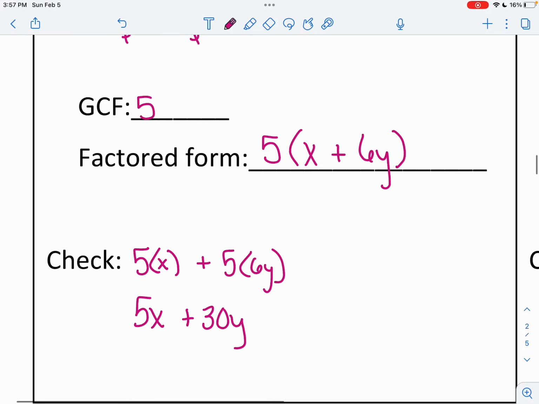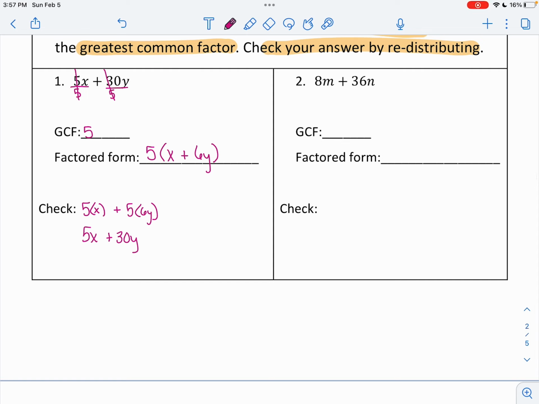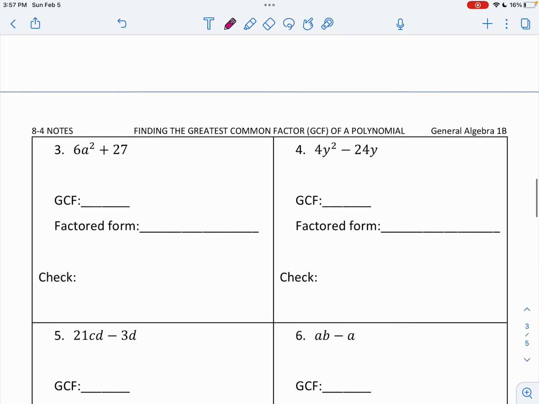I'm going to make my way through the odds. I'm going to check how long that takes me and come back and do the evens if I'm under 20 minutes. Okay, number 3.